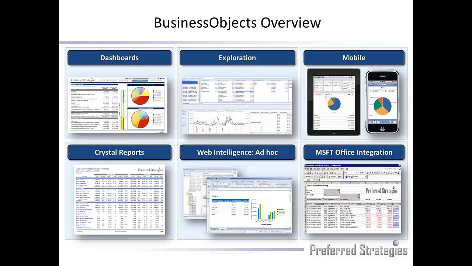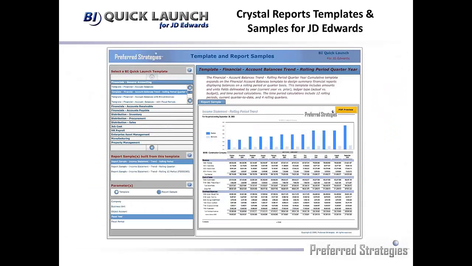So some people want to do everything from Excel, and we'll show you how to leverage that as well. Our BI Quick Launch for BusinessObjects contains a few different elements. We have 100+ templates and samples for Crystal across 14 JDE modules.